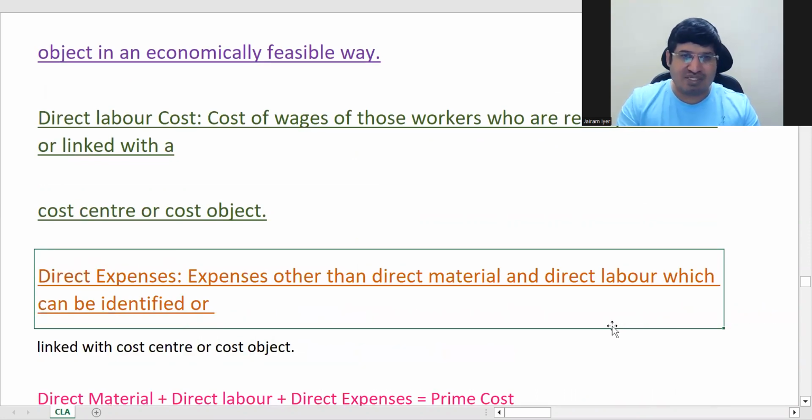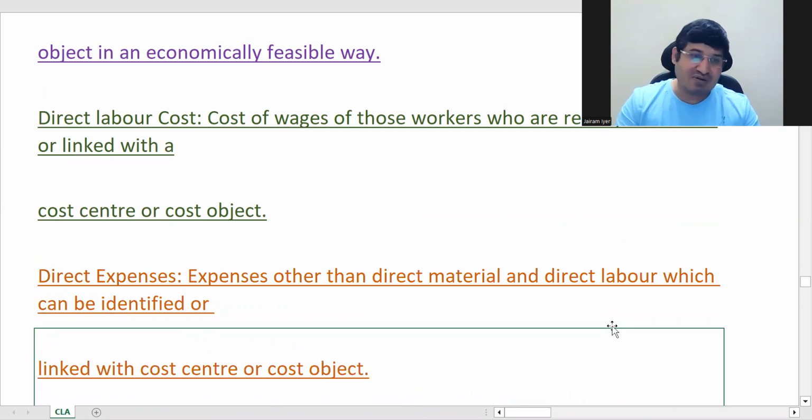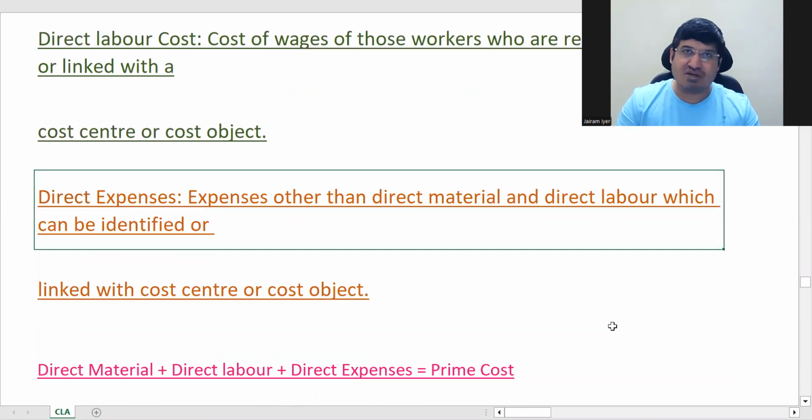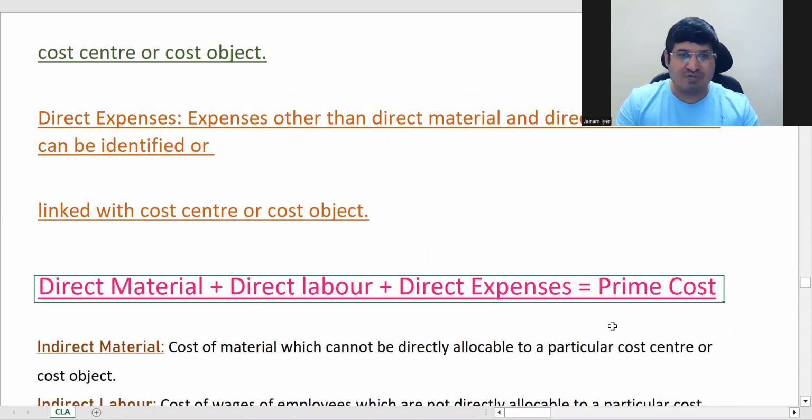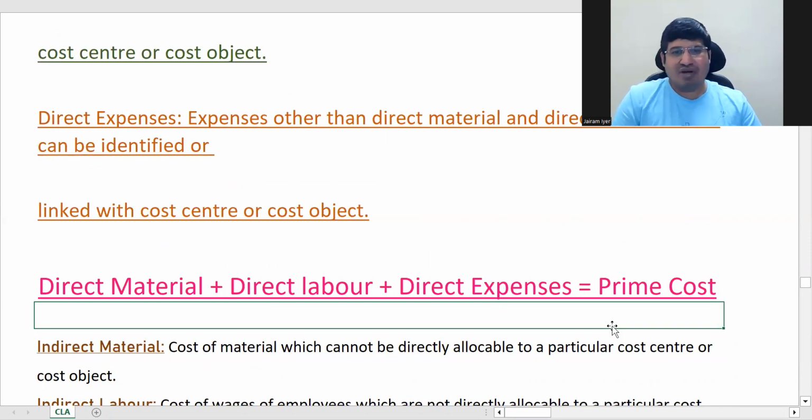Then direct expenses: whatever expenses other than direct labor and direct material, but which are direct, linked with a cost center or cost object. And now here we have seen this earlier. Direct material, direct labor, and direct expenses is equal to prime cost.